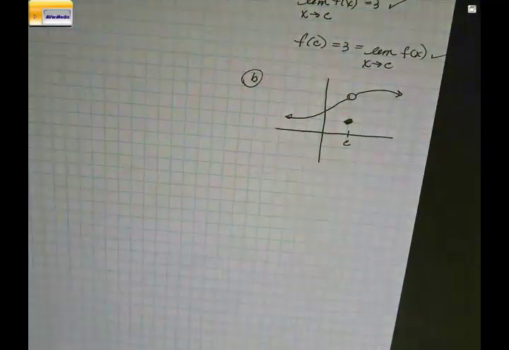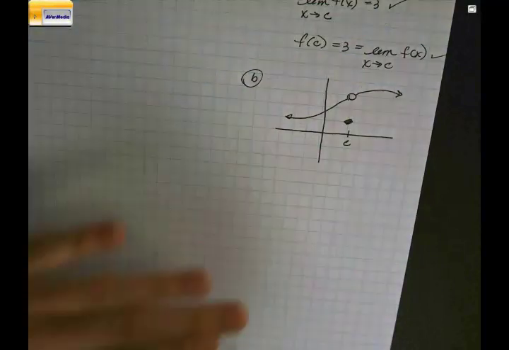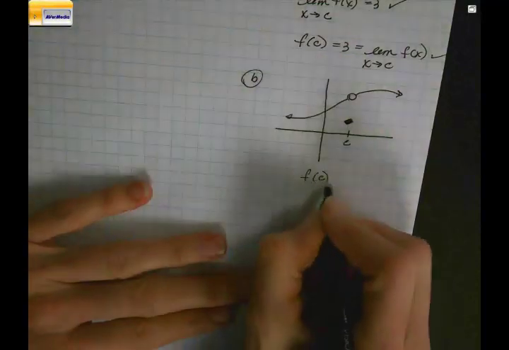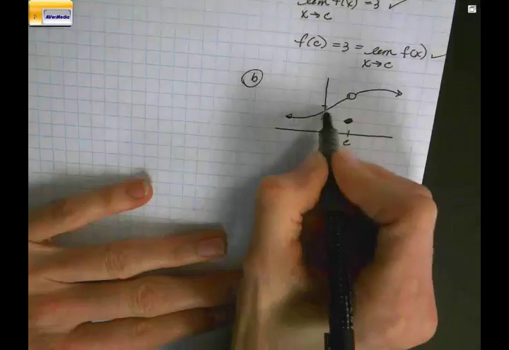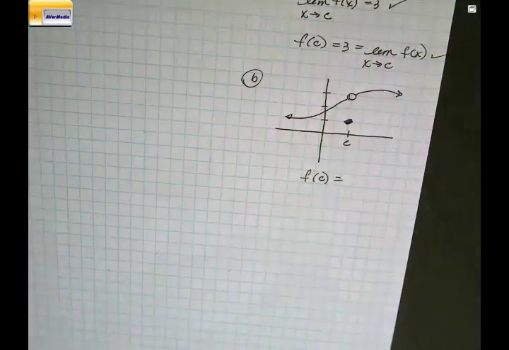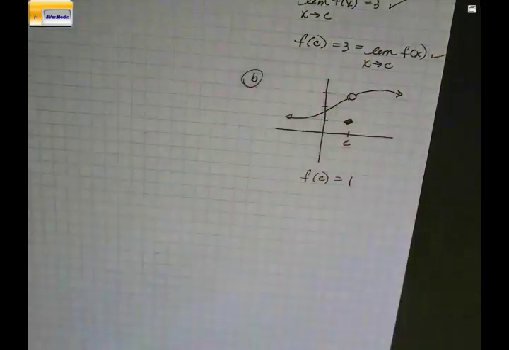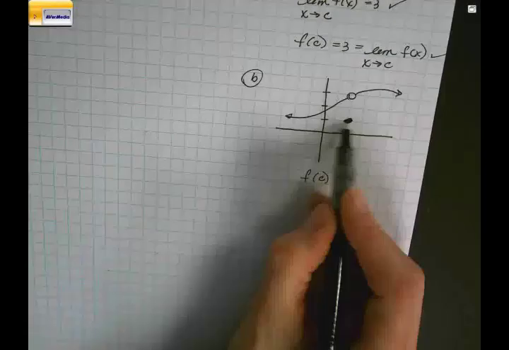It looks good everywhere, but boy, it's all messed up here. But to prove that it's not continuous, I have to show that those three conditions do not hold. The first is, what is f of c? If this is 1, 2, 3, what is f of c? It's a height of 1. Okay, that's that filled in circle right there.